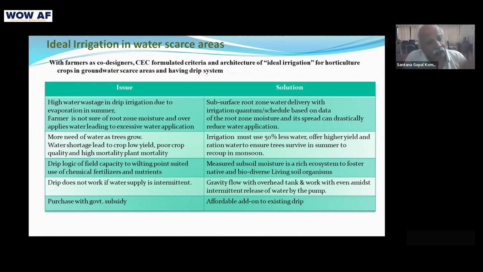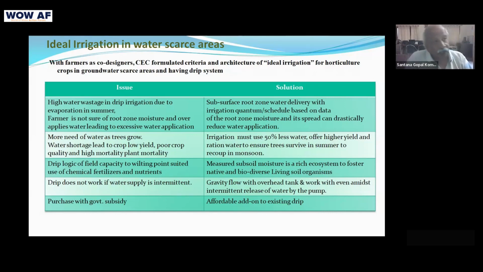Drip also does not work if water supply is intermittent. You know that's a big problem because the yield comes down. The water stops, etc. This is a big problem. So it should be possible to have gravity flow from an overhead tank, etc., and be able to calibrate this intermittent problem that the farmer is facing. We have tried to tackle that and have had modest success.